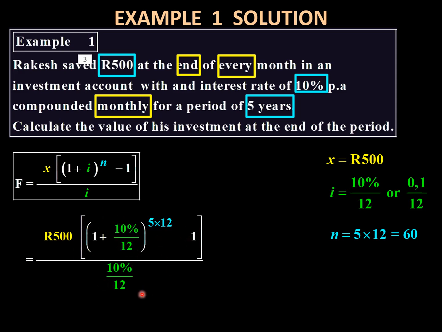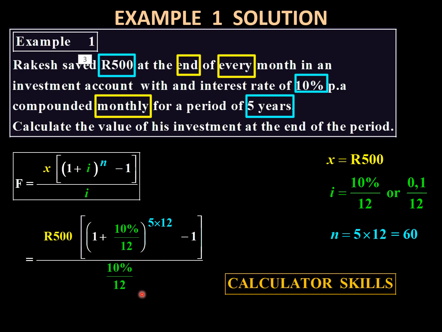Now we have to go to the calculator and just be careful. Your calculator skills have to be good. If we calculate that, we get 38,718 Rand and 54 cents. I advise you with this calculation, always do it twice: write it down first, recalculate it, and then compare the two answers. So after 5 years, the future value of his investment would be 38,718 Rand and 54 cents.